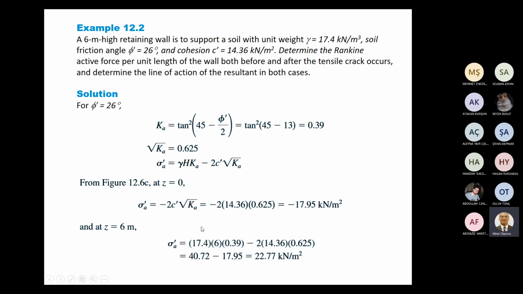And this tensional stress will result in crack behind the wall. And at depth 6 meters, sigma A prime will be equal to 22.77, just putting this Ka value here. But at depth Z, because we have H now, H not 0, putting 6 meters here, the result is positive at depth 6 meters.